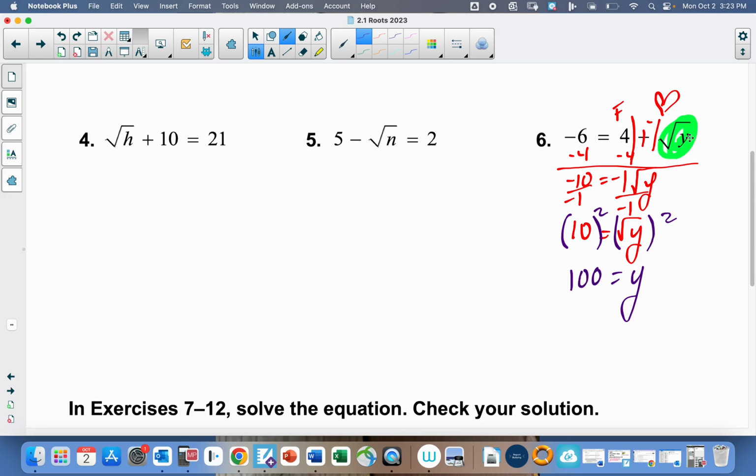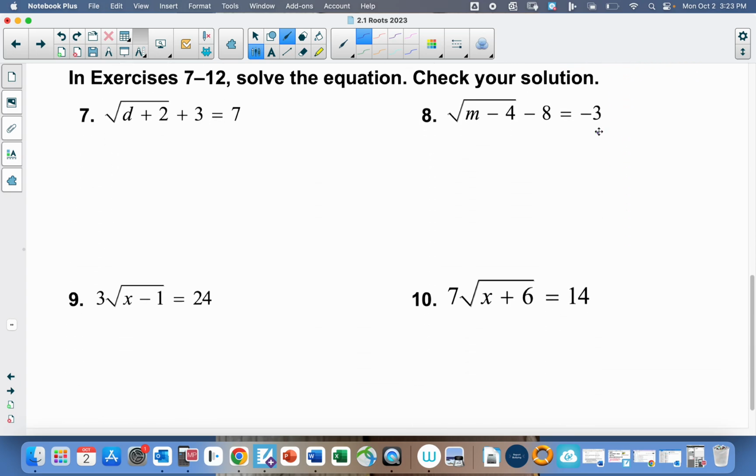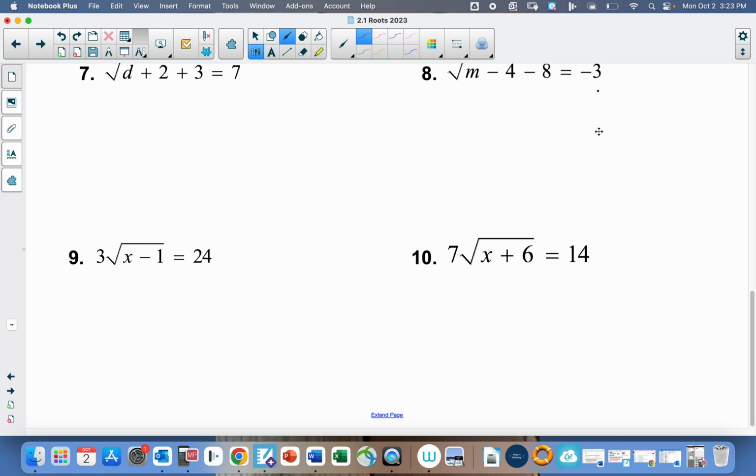And then always important to go back and check to see if it works. If I put 100 in here, the square root of 100 is 10 times -1 would be -10, and +4 is -6. So it works. Okay, let's go take a look at number 9.